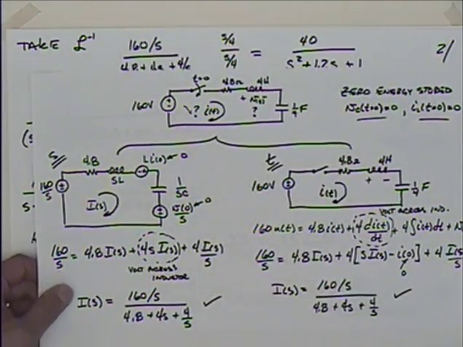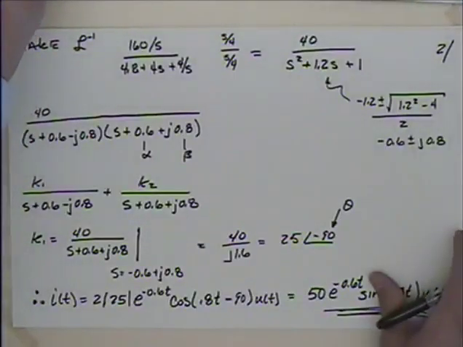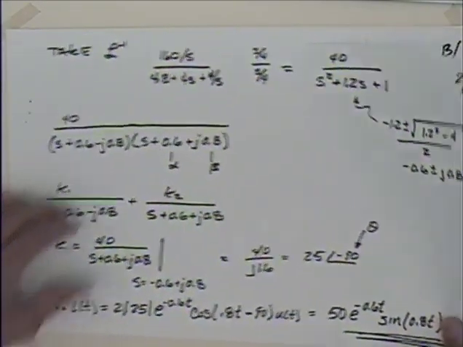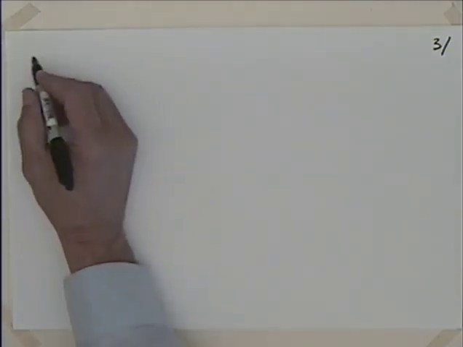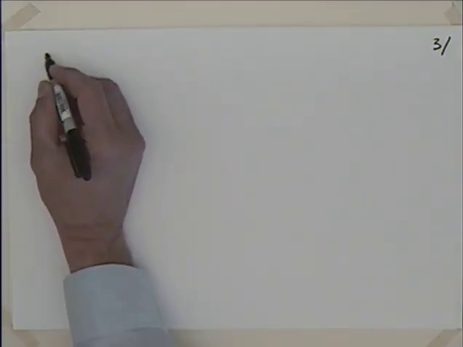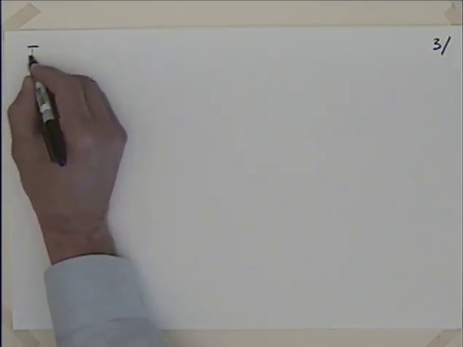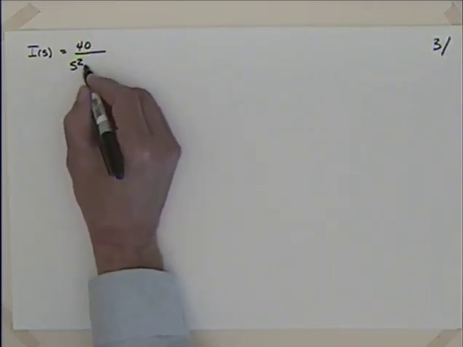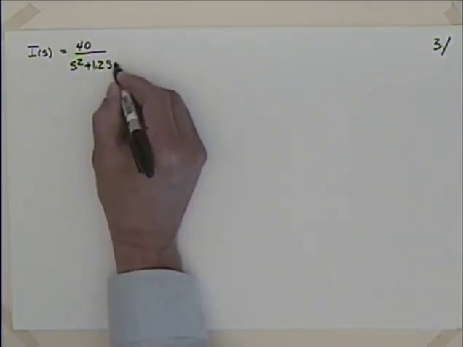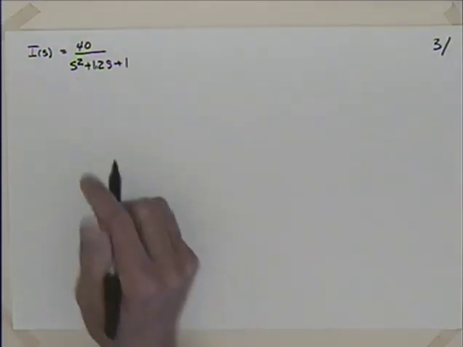But now I want to come back and look at the voltage across the inductor. And I can do that a couple different ways if I want to. I could look at it in the time domain, or I could look at it in the phasor domain, or no, not the phasor domain, but the S domain. So probably the easiest might be to look at it in the S domain. So taking I in the S domain is equal to that expression, 40 over s squared plus 1.2s plus 1. That's what we had.